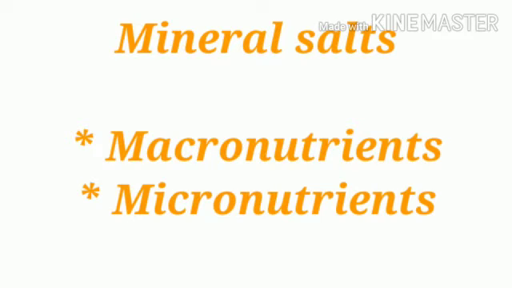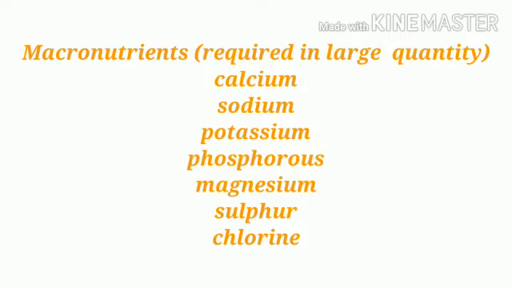Mineral salts are broadly classified into two categories: macronutrients and micronutrients. Macronutrients are those nutrients which are needed by the body in large quantity, and the macronutrient elements are calcium, sodium, potassium, phosphorus, magnesium, sulfur and chlorine.